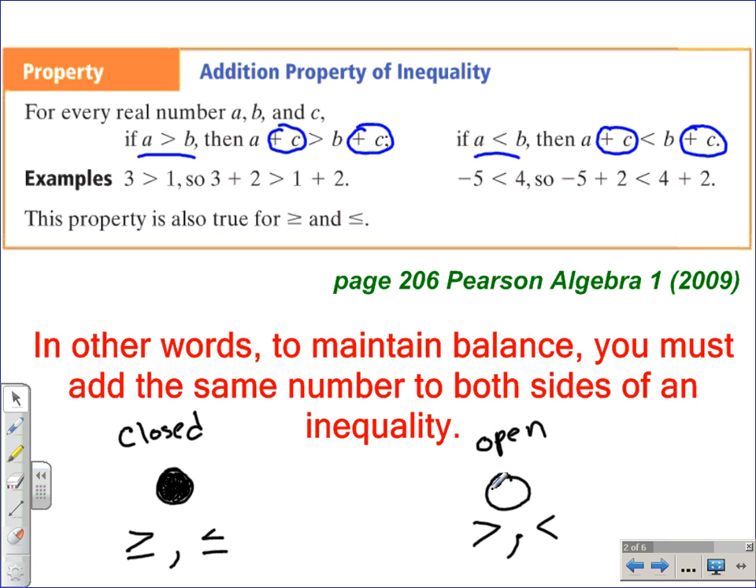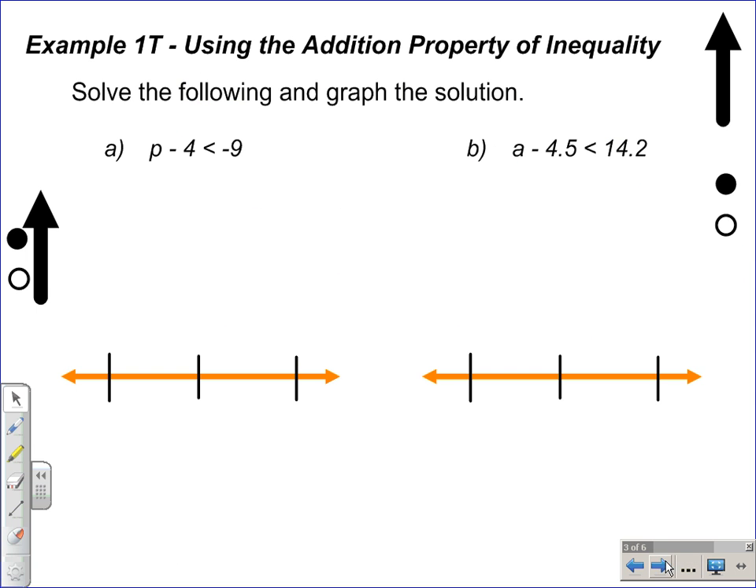This circle, a circle that's not colored in, is called an open circle, and we will use that when we are graphing inequalities that have greater than or less than symbols in them, meaning that the number being plotted on the number line at this circle is not a part of the solution. So let's take a look at a couple examples.